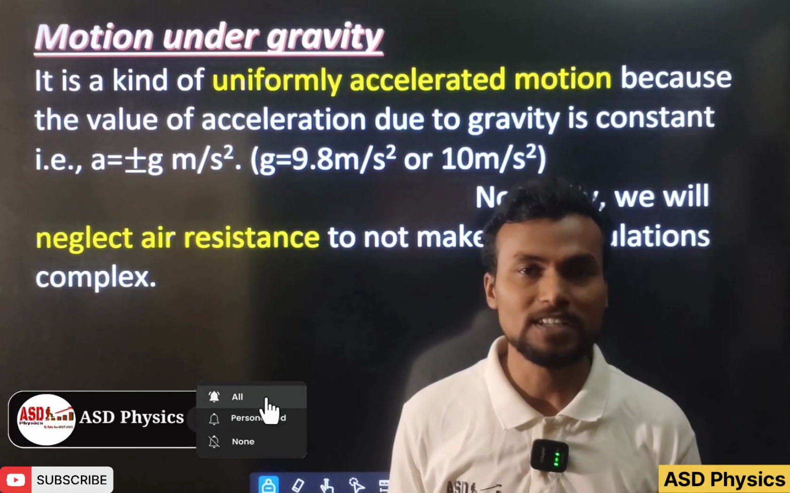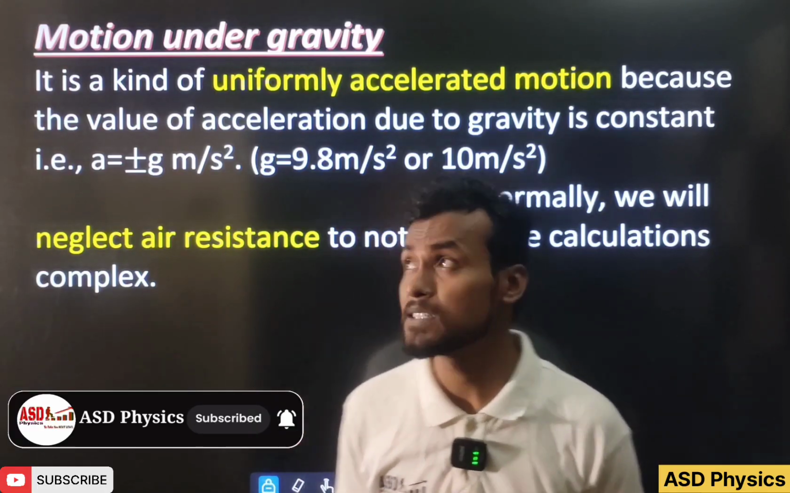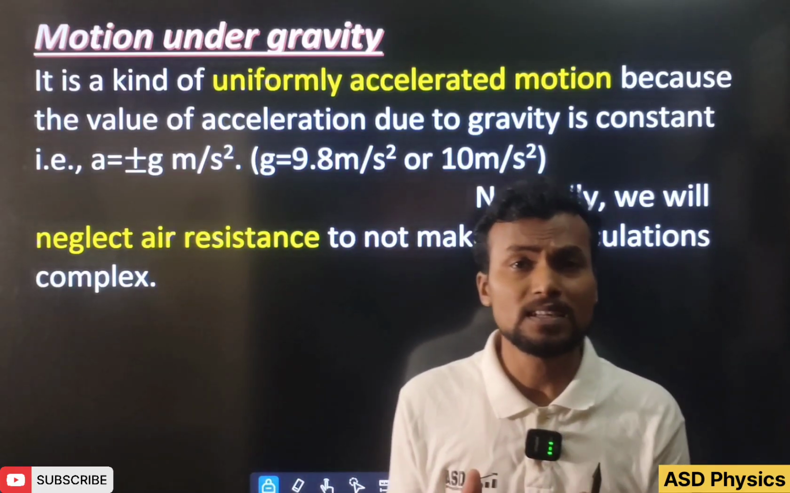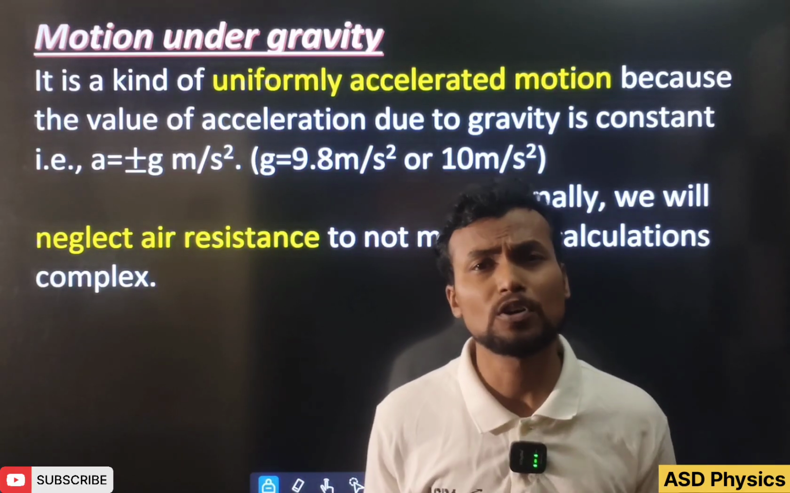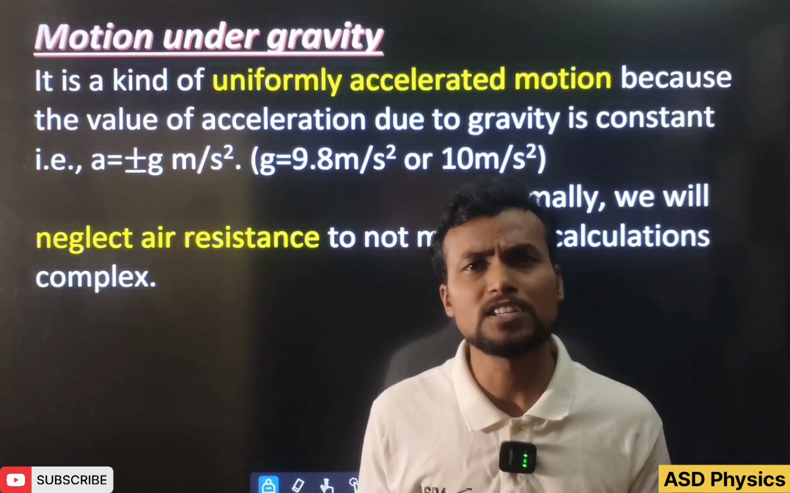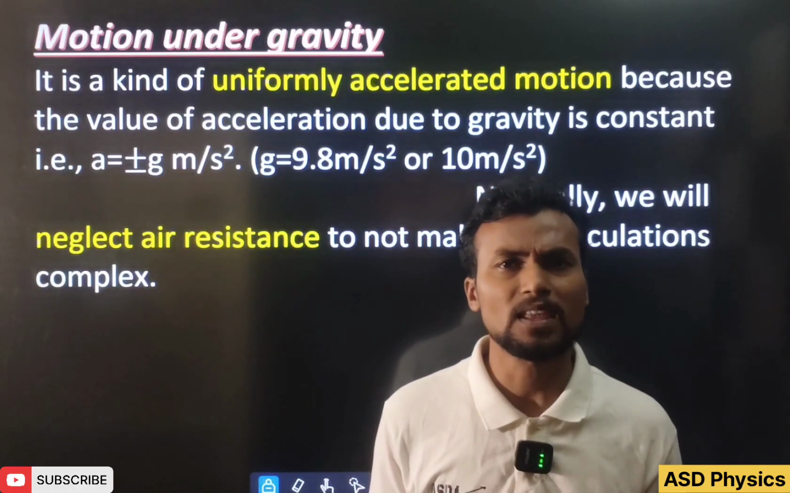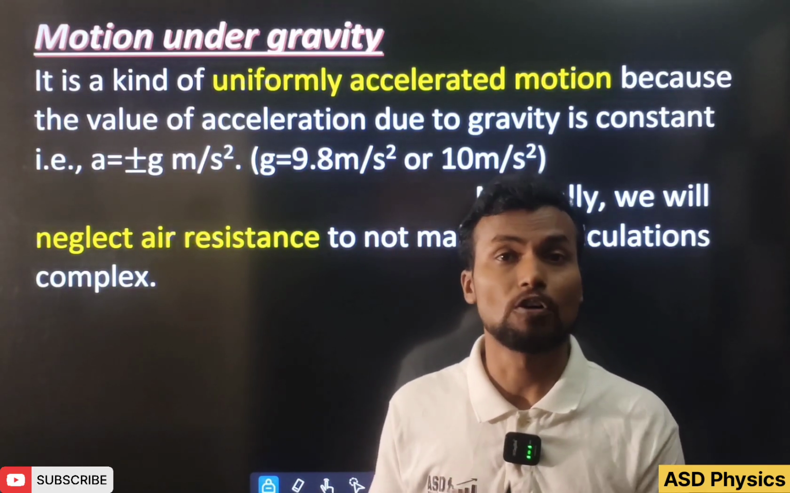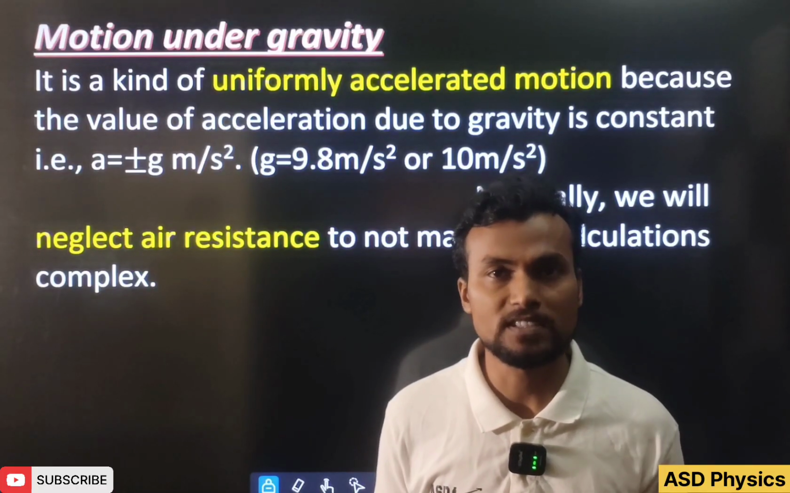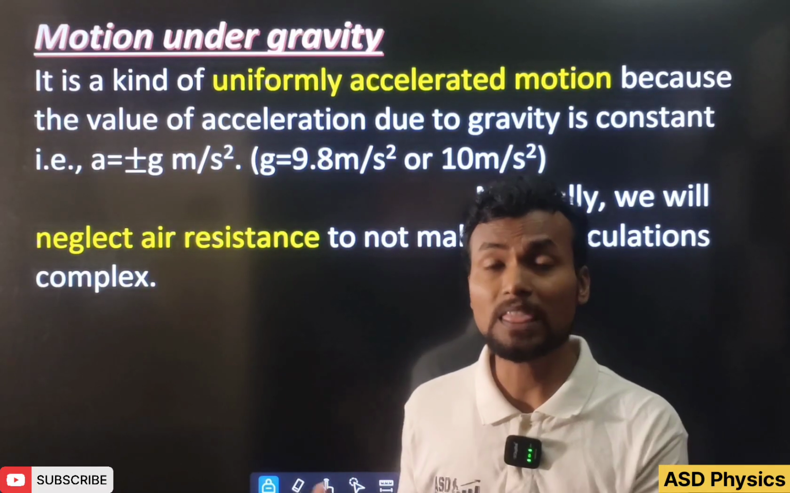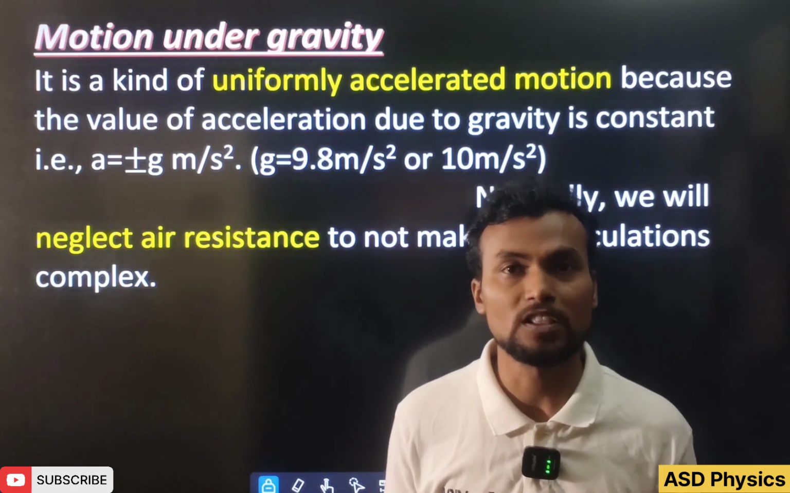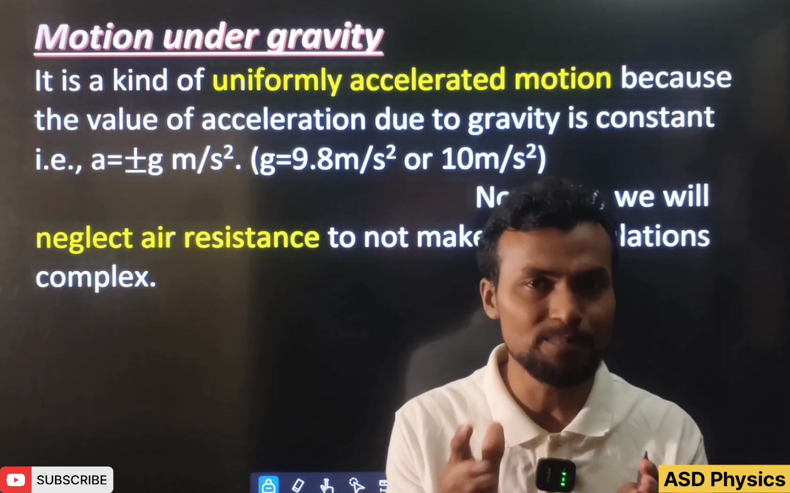So students, in today's video we are going to learn about the basics of motion under gravity. First we will learn this in the absence of air, because in the absence of air calculations will be simple. Then after that we will learn a little bit more in the presence of air resistance. Okay students, so let's start the video and let's learn the basics of motion under gravity. It is very important to solve the questions.